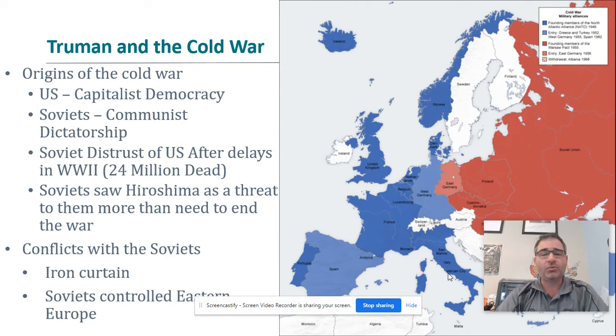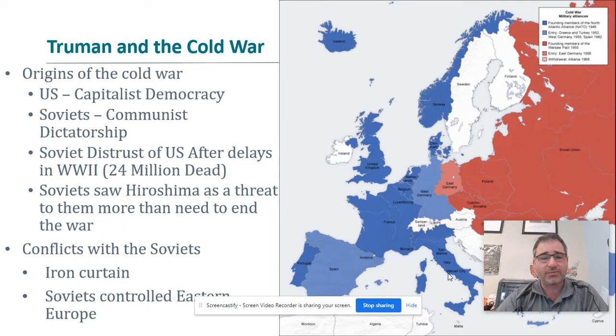The origins of the Cold War start with World War II. The United States is a capitalist democracy. They believe in free markets, and they believe in buying and selling, and they're democratic in the sense that they want to have elections. That doesn't mean democratic in a sense of like Democrats or Republicans, but they believe in open elections in the U.S.